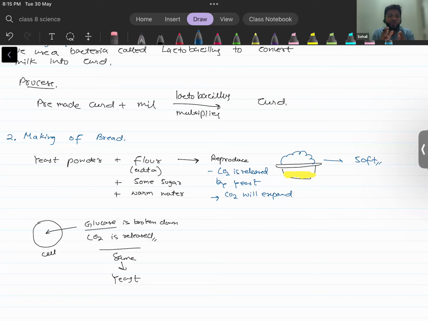So you see, every organism does respiration. They have to take energy from the glucose. To take energy from something, you need to break it. So yeast breaks the glucose, and in the process of breaking that glucose, carbon dioxide is released. And as you know, air has a tendency to expand. Hence, it will expand in the atta, in the dough. That's why the bread expands. The dough expands here. Got it now?